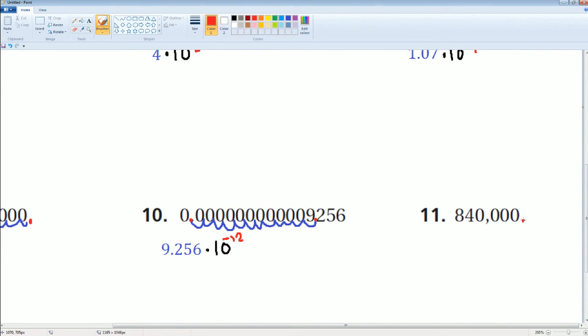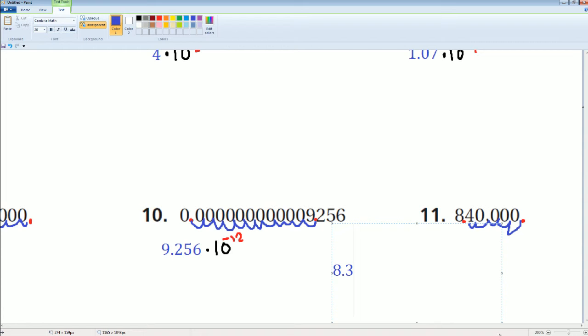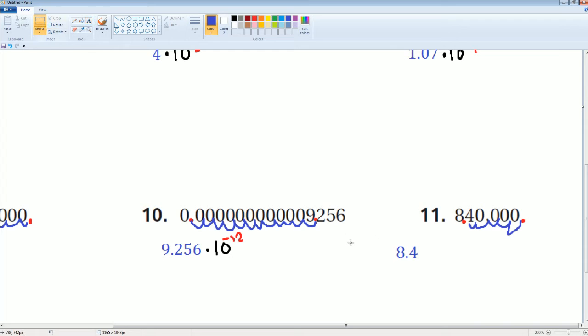Good. Put the dot here. Right. Move it. 1, 2, 3, 4, 5. Perfect. What number do I get? I get 8.4 times 10 to what power? 1, 2, 3, 4, 5. Positive 5, okay?